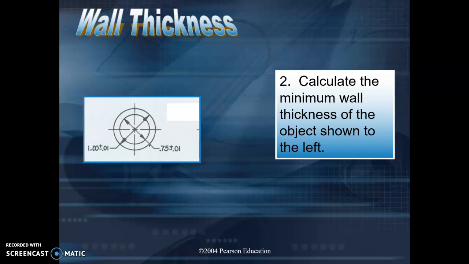Now if we want to calculate the minimum wall thickness of this pipe, that would occur when the outside diameter is at its smallest, so that would be 0.99, the 1.00 minus 0.01, and when the inside diameter is at its largest, 0.75 plus 0.01, or 0.76. So then the wall thickness would be 0.99 minus 0.76, divide that by 2, and that leaves us with a wall thickness of 0.115.